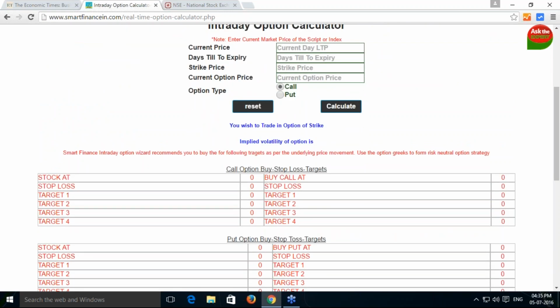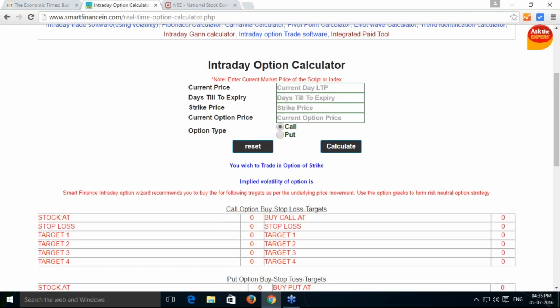This is one of the best calculators for intraday option traders. If you do not have access to any paid option tools for making your intraday trade decisions, you can rely on this particular tool, and it is highly accurate. I'm using the GAN angle principle here, and the binomial option pricing model. I'm using the GAN method for making the trade decision, and its accuracy is pretty good, maybe 70 to 75% in percentage terms.